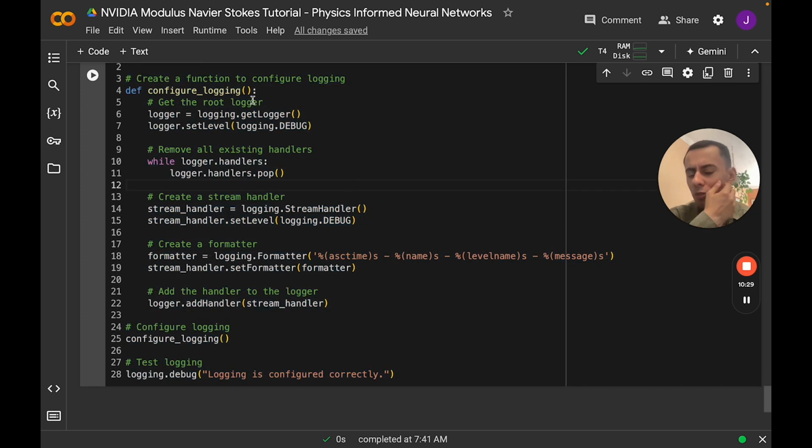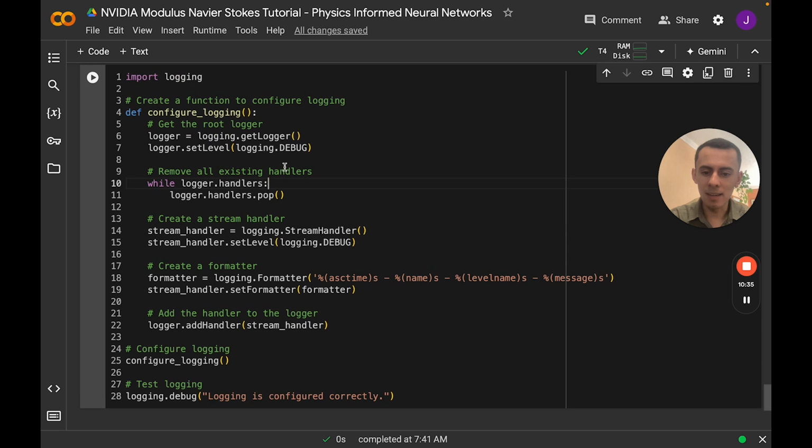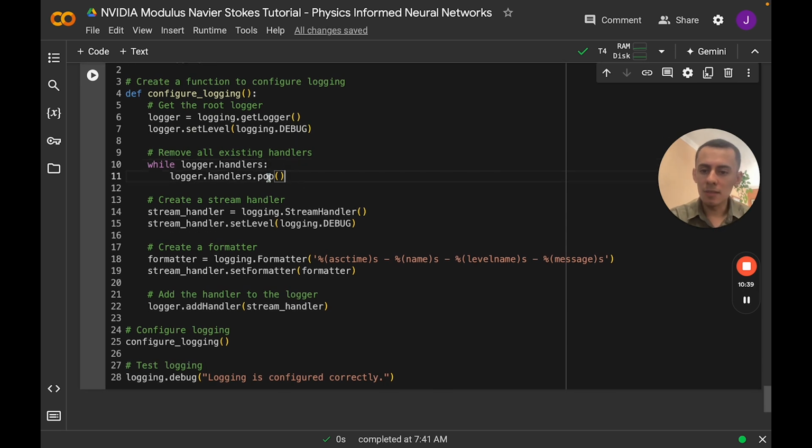Anyway, I came up with this function that actually checks if there are handlers already. It removes them because I tried a few times and I didn't want to keep adding to it. So it just removes all handlers. If you have a lot of handlers, you're going to have duplicated logs, which is another kind of problem. So you want to only have one handler so that you don't have duplicated lines.